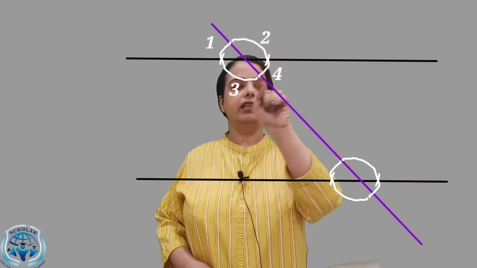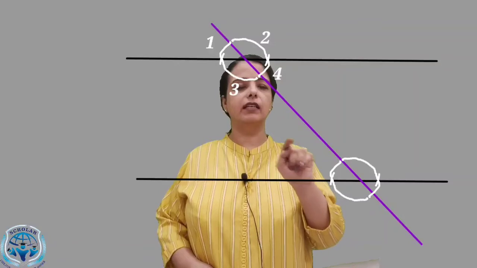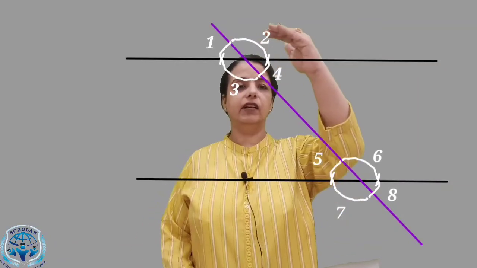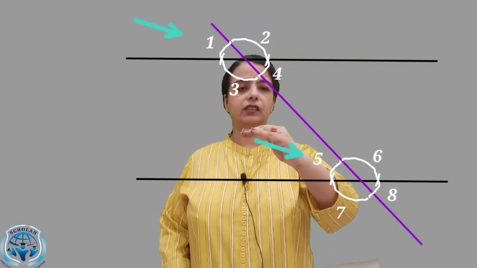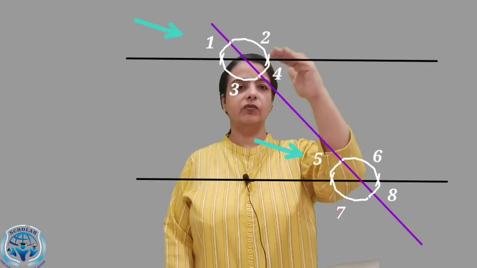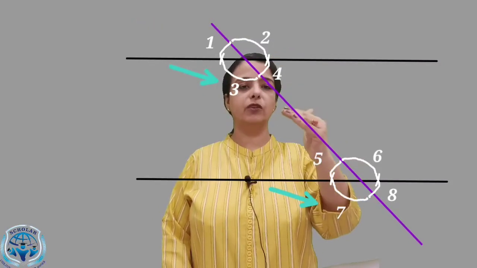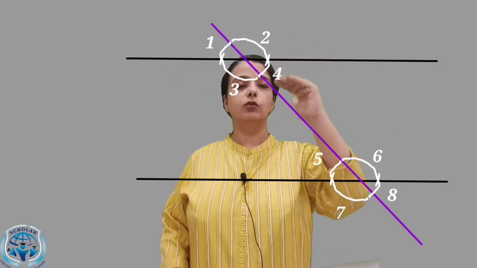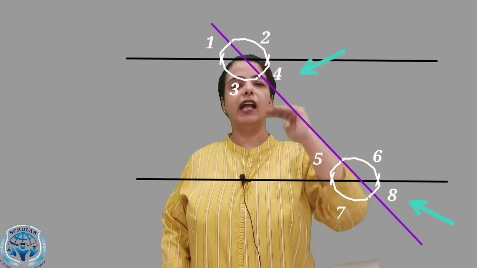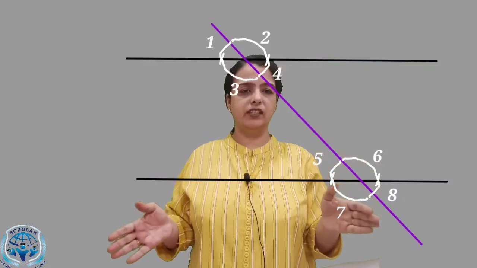Now, this transversal makes interesting angles. We will study about these angles and we will solve questions based on these angles. These are two lines and this is a transversal. Now look at the angles 1, 2, 3, 4, 5, 6, 7, 8. Angle 1 and 5 are corresponding angles. 3 and 7 are also corresponding angles. In the same manner, angle 2, angle 6, angle 4, angle 8. These are all corresponding angles.